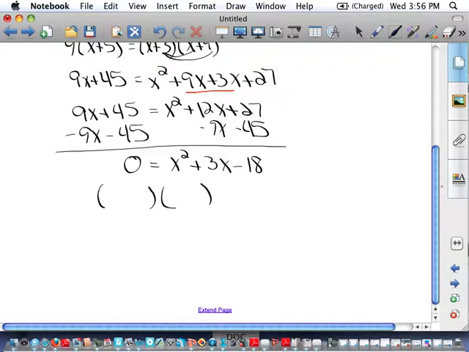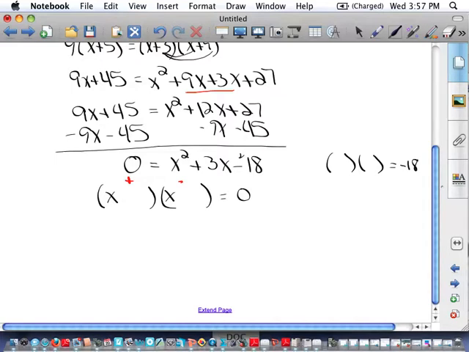So I set up my parentheses because I know I'm going to get two binomials. In order to get x squared, I'm going to take x times x. Now, when I look at the last sign, the sign on the third term, that's negative. So that tells me one of these is positive and one of these is negative. I have to figure out which is which. So I asked myself, what are the factors of negative 18?